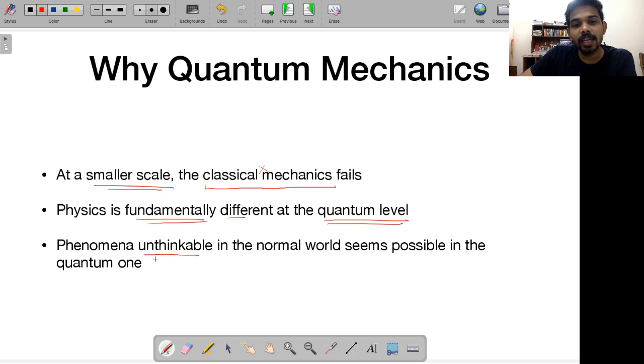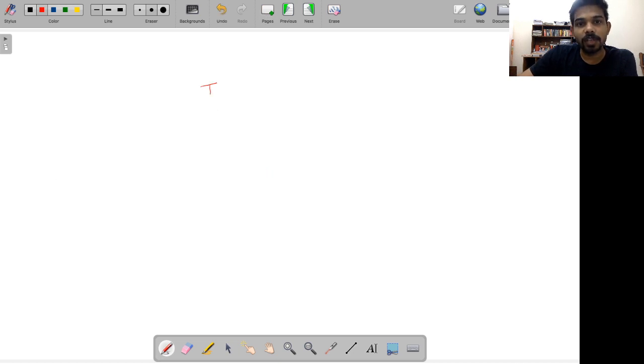Phenomena unthinkable in the normal world would seem possible in the quantum world. Things that are counterintuitive, where you will be like, how is this even happening? Those kinds of things are also possible in the quantum world. For example, superposition. These things are unimaginable in the real world, but totally possible in the quantum world. Or I can give you one more example, something called tunneling. Let me draw a very simple parallel so that you are able to appreciate these terms.